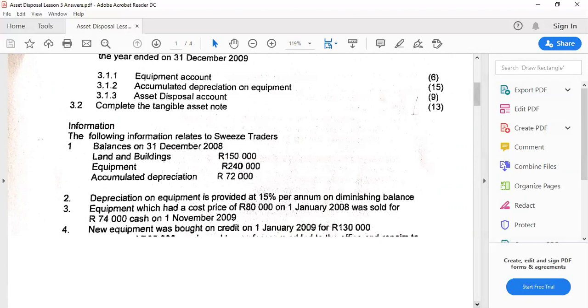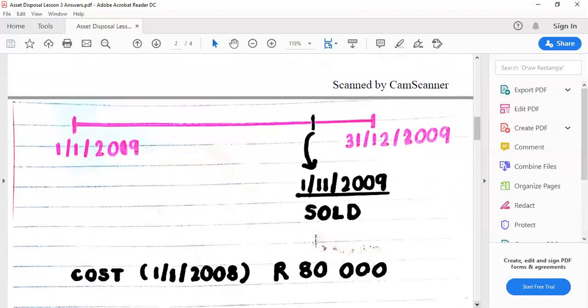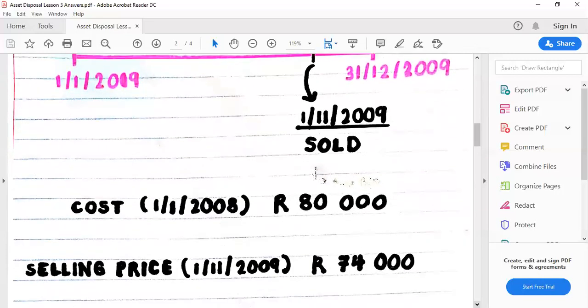So then it leaves us with working out the depreciation, the accumulated depreciation, and the profit and loss on sale of the equipment. So I've written it down here. So the cost price on the 1st of January 2008, this is when the equipment was purchased, was 80,000 rand. The selling price of the equipment, it was sold on the 1st of November 2009, was 74,000 rand.